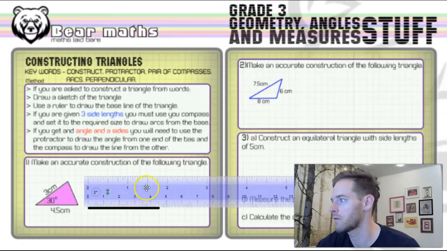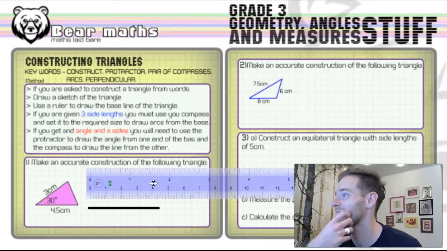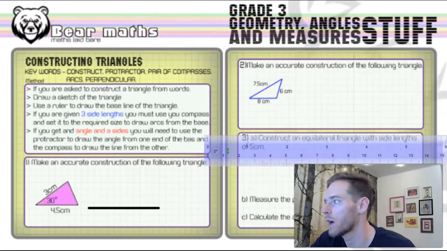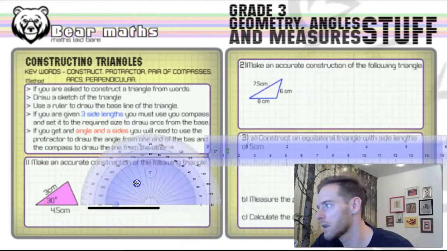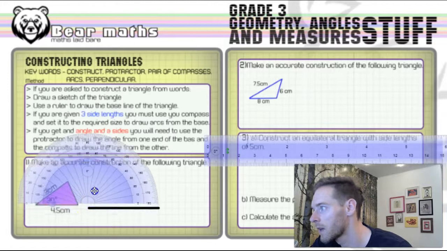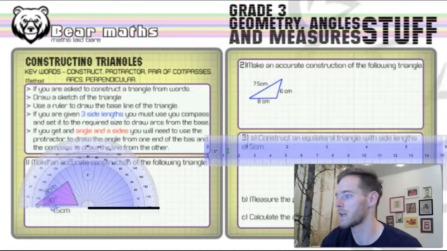Move the ruler out of the way a little bit, because what we need to do next is measure a 30-degree angle from one end of the line. The left-hand side has got the angle on, so I'm going to put the center of the protractor on the end of the line, and then I'm going to measure 30 degrees. Now the 0 is on the inside there, so I'm going to go around 30 degrees here. Then I'm just going to draw another straight line.